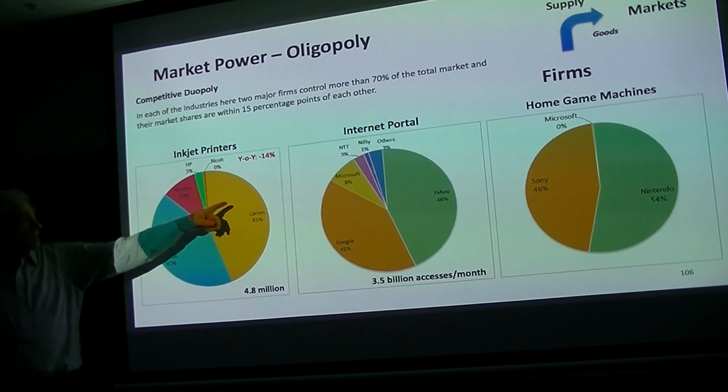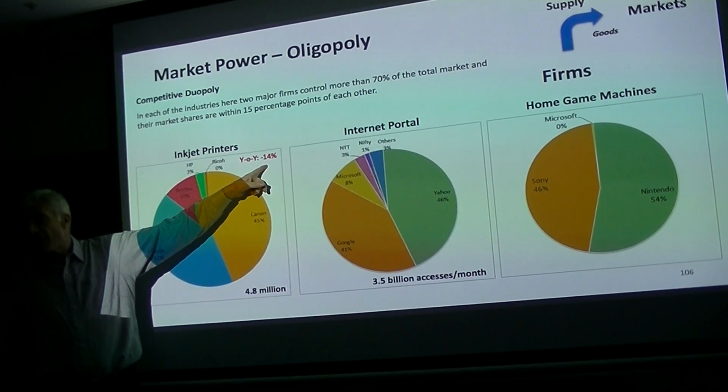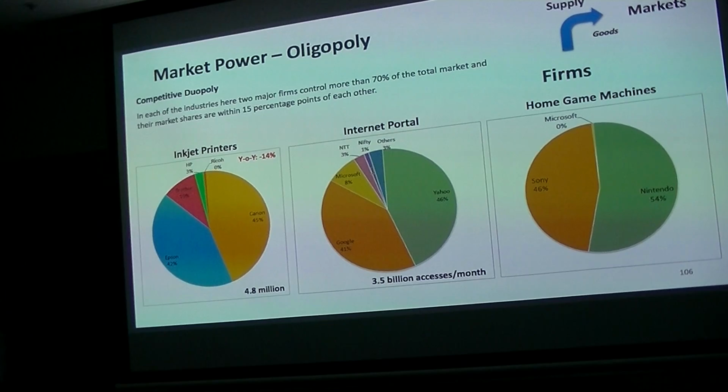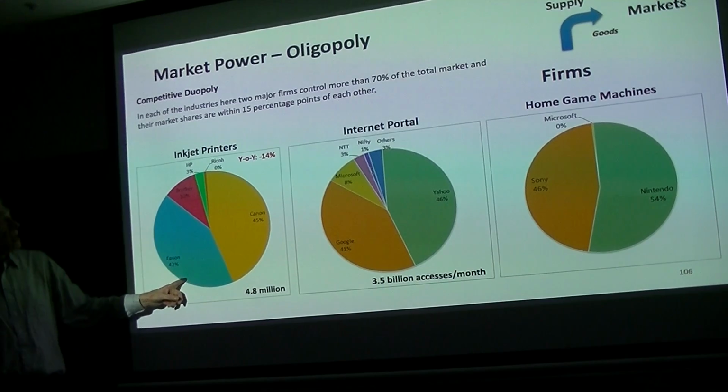The interesting statistic here is there was a year-on-year decline of 14%, and I put that in red. That's dramatic, a market shrinking 14% in 1 year. The use of these printers is changing very rapidly. More and more, there's less printing. People are printing less. But you only have 2 dominant firms: Canon at 45% and Epson at 42%.